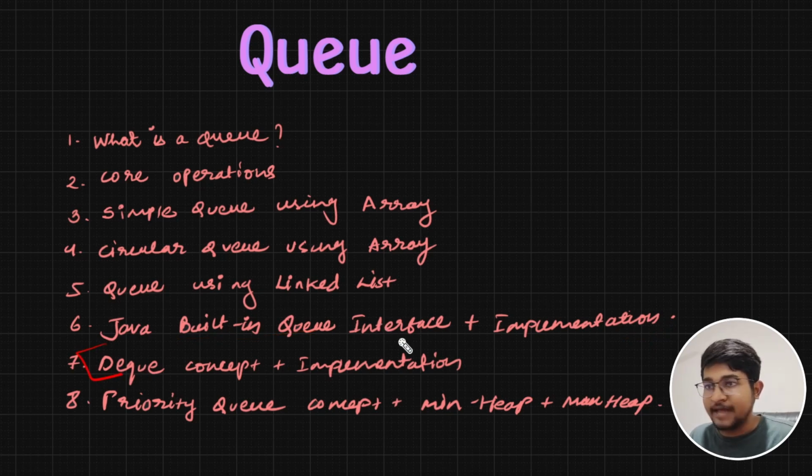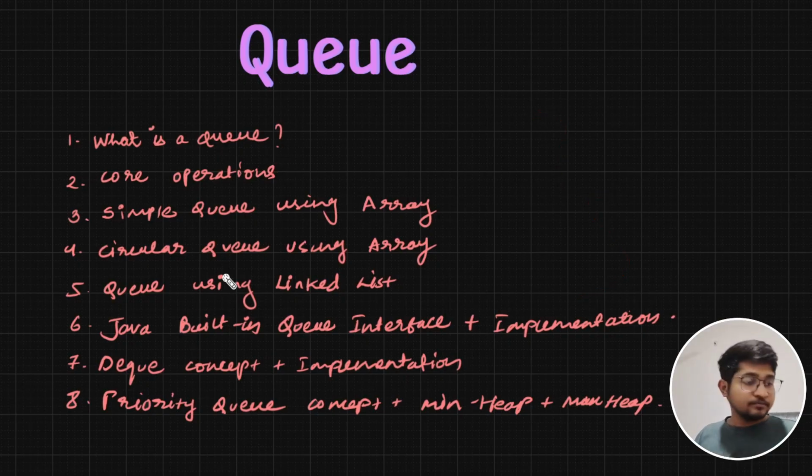After that, Deque, which is a type of queue, then priority queue, which includes min heap and max heap. So we'll be covering all these things in this video. Plus, we'll see some interview type questions, like how to approach a DSA problem and how to solve it. Okay, that's fine. Let's see that.